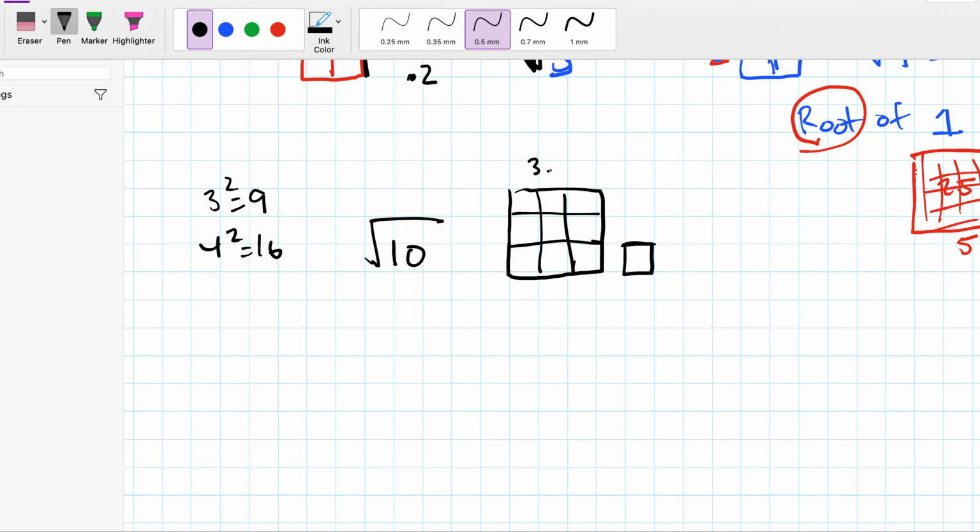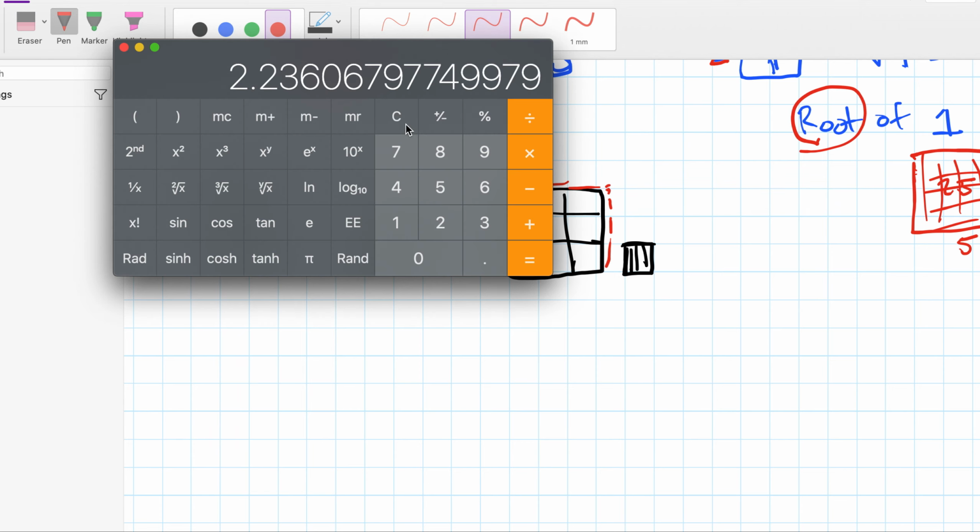So I know it's going to be a 3 and another 3. And I would chop it up, and I would put a piece here, a piece here, a piece here, a piece here, a piece here, a piece here, and then here, and continue to have a perfect square. So if I use my calculator, I have 3.16.